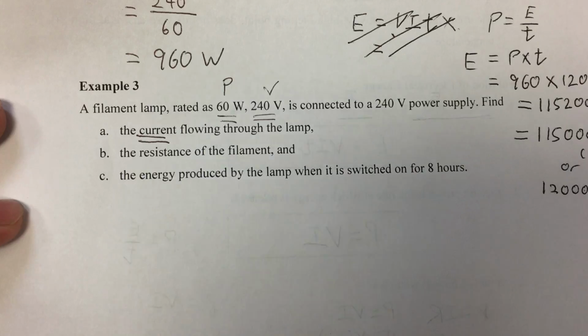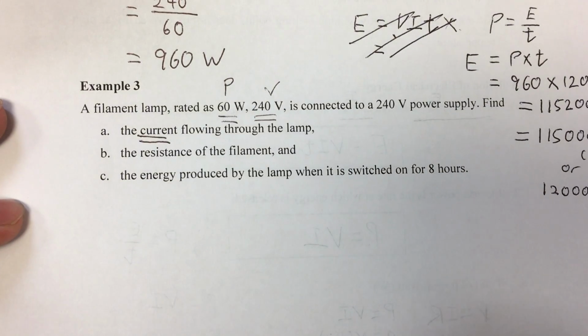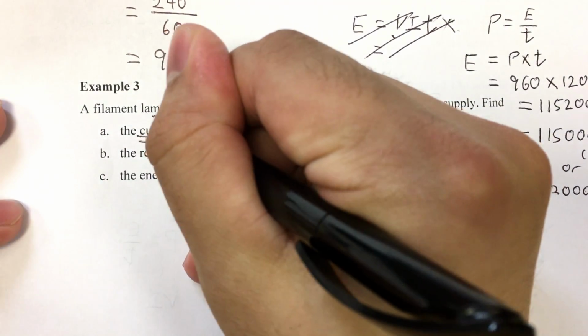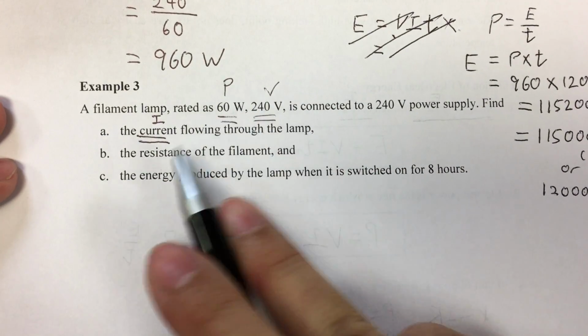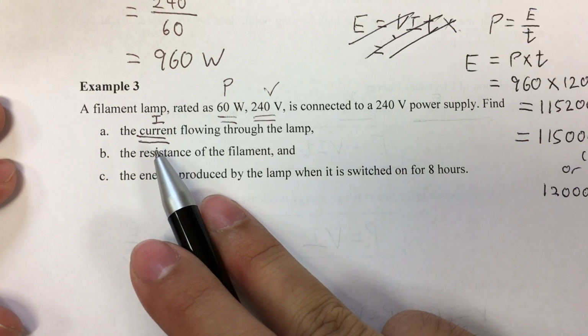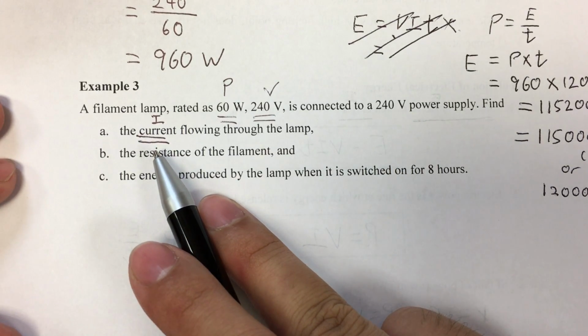Current. What symbol do we use for current? Yes, it's I. So if you look through P, V, I, part A, do you have the solution already?